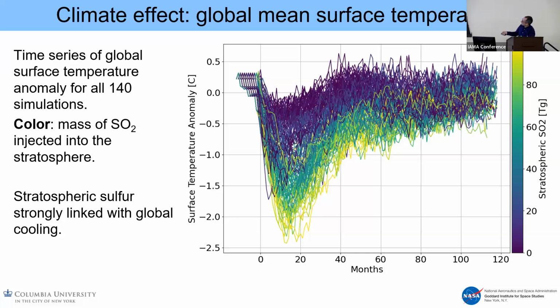What you see here is that there is a big cooling, that some of the largest eruptions have larger cooling. And here you see that the bright colors are a lot of SO2 and the dark colors are very little SO2. So you again see what was expected.